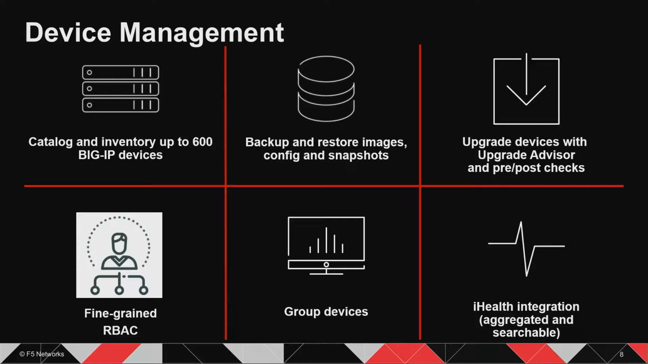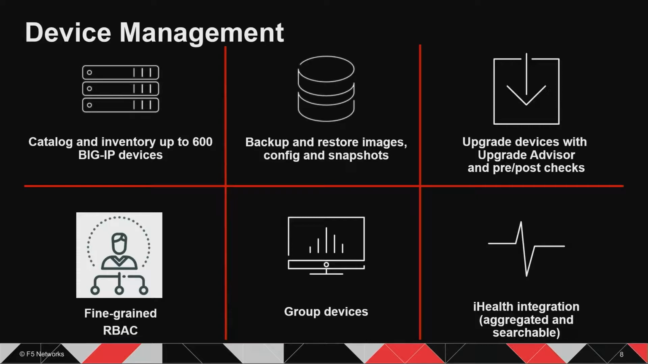Upgrade devices. BIG-IQ can be a centralized upgrade server, so you can take BIG-IP image files or ISOs of any type, whether it's a full release, a hotfix, or an engineering hotfix, load those onto BIG-IQ, and then use BIG-IQ to push those images out to the BIG-IPs and fully upgrade them.